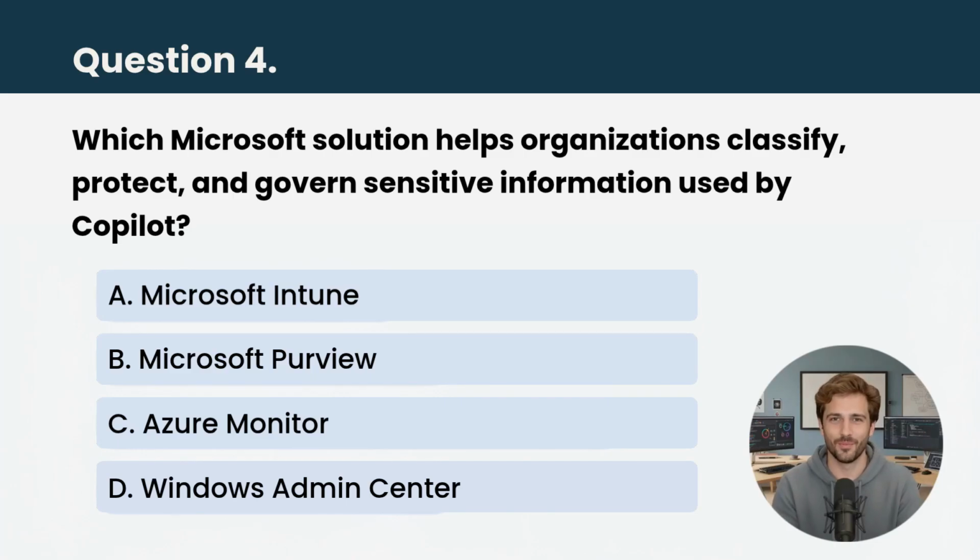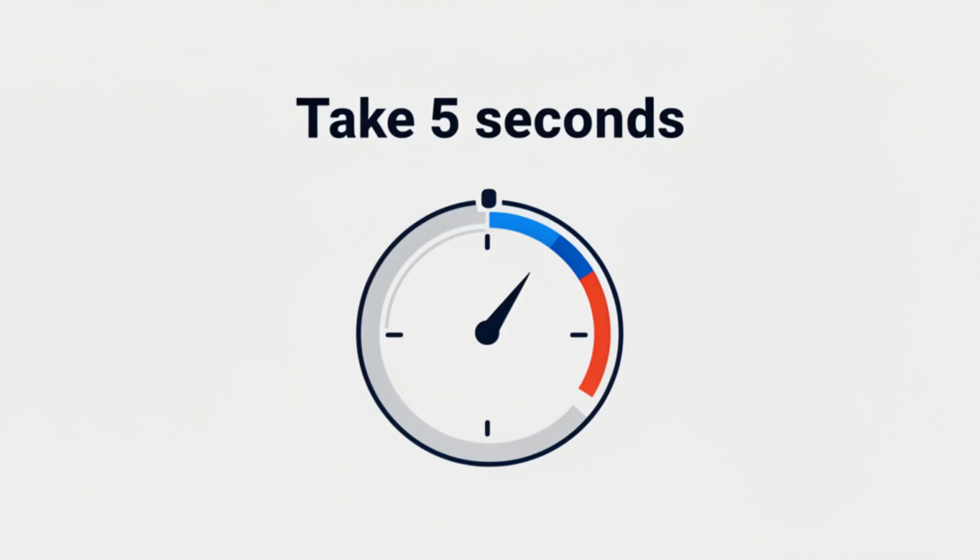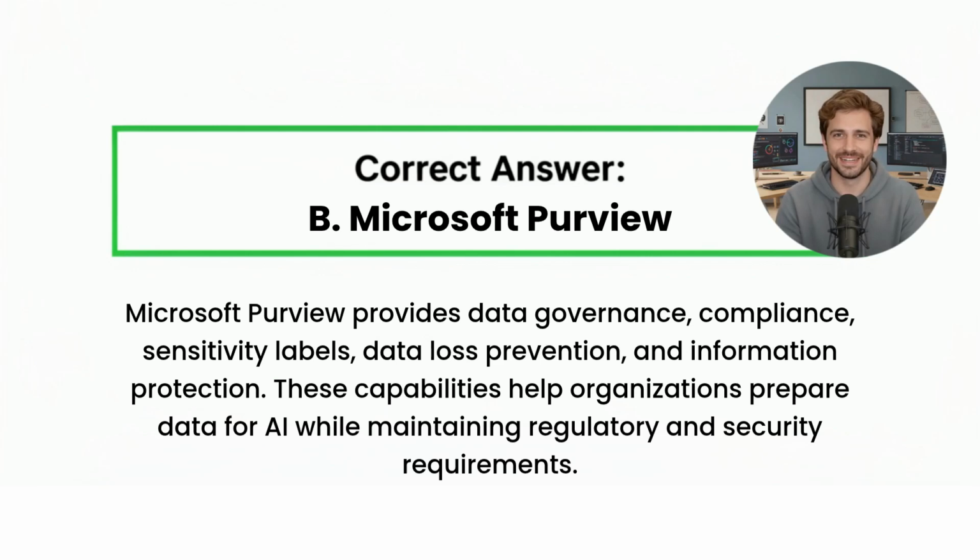Question 4. Which Microsoft solution helps organizations classify, protect, and govern sensitive information used by Copilot? A. Microsoft Intune. B. Microsoft Purview. C. Azure Monitor. D. Windows Admin Center. Take 5 seconds before answering. The correct answer is B.